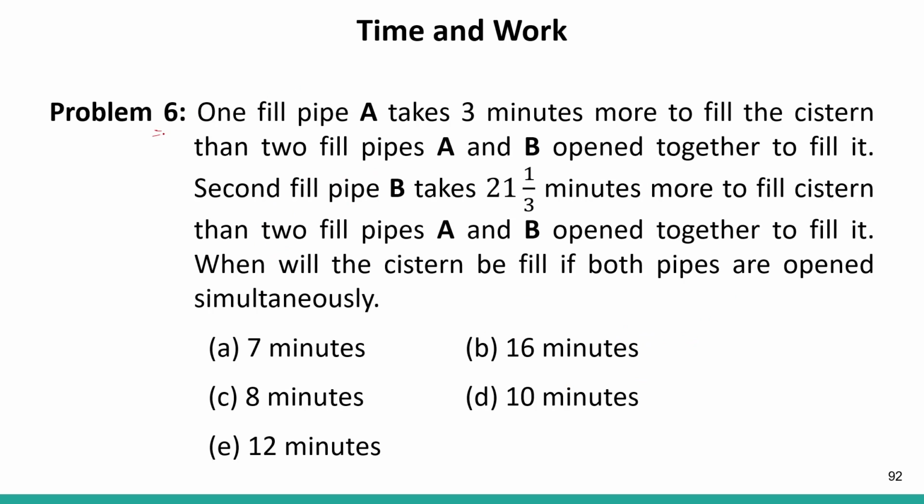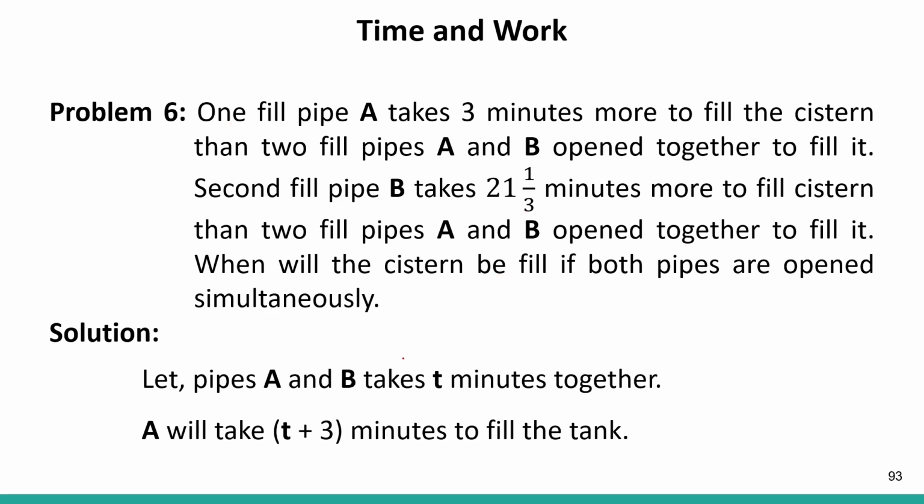Let's go forward with problem number 6. Fill pipe A takes 3 minutes more than the 2 pipes A and B open together to fill the cistern. Second fill pipe B takes 21 whole and 1 by 3 minutes more to fill the cistern than the 2 fill pipes A and B open together. So when will the cistern be filled if both the pipes are open simultaneously? Is it 7, 16, 8, 10 or 12 minutes? We'll see in this solution.